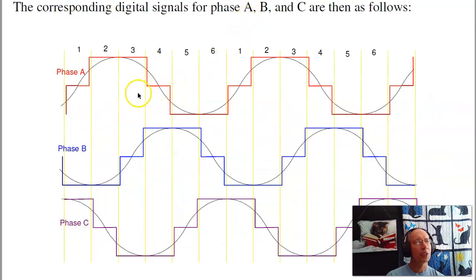One way to do that is to have a couple half-H bridges. If I have phase A pulled high, floating, pulled low, floating, pulled high. Phase B, 120 degrees out of phase, going high, floating, low, floating. Phase C likewise. This will drive a 3-phase AC synchronous motor, also known as a BLDC motor. And that's kind of what's in the driver circuits for quadcopters.